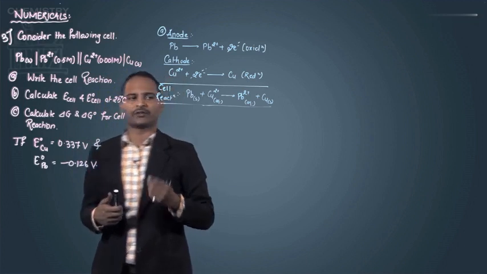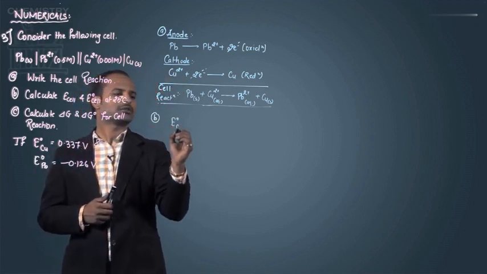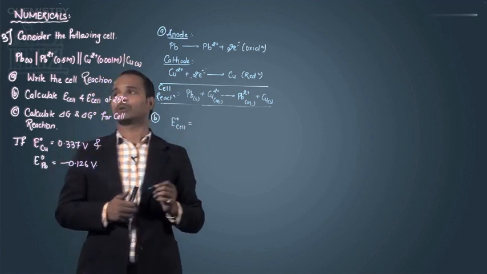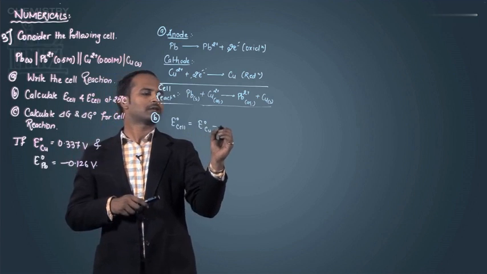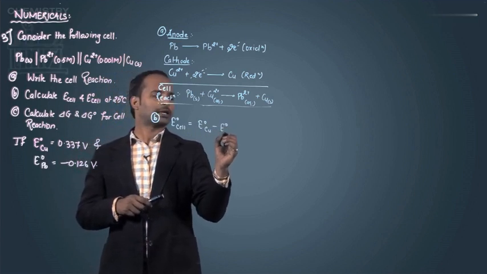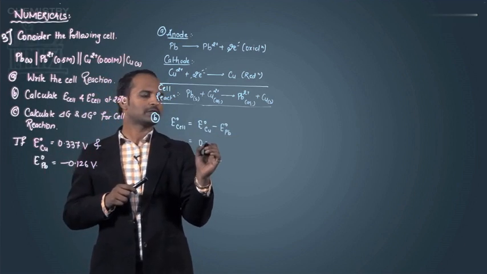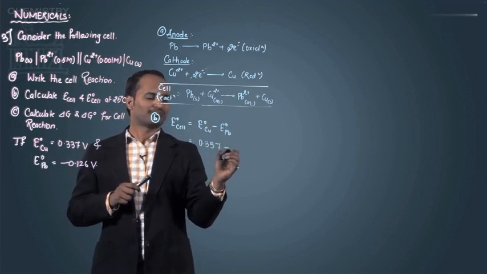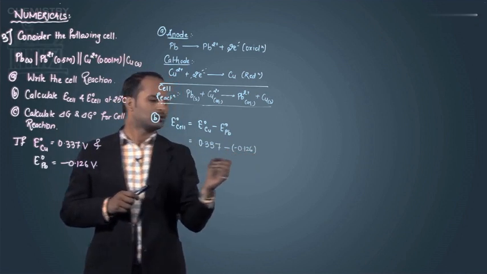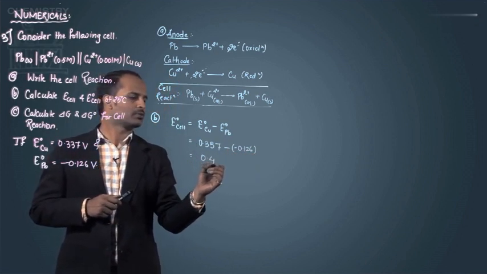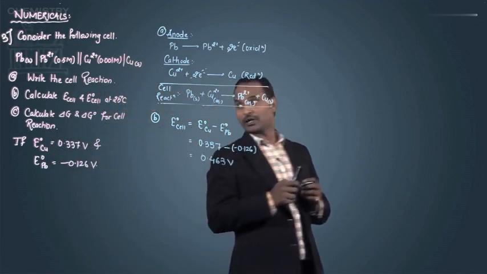So let's calculate E naught cell first. For E naught cell, the formula is E naught of cathode minus E naught of anode. Here the cathode is copper, so E naught of copper minus E naught of anode. Anode is lead. So E naught of copper is 0.337 volt minus E naught of lead, this is minus 0.126. This will give you 0.463 volt. So the first part of B is over.